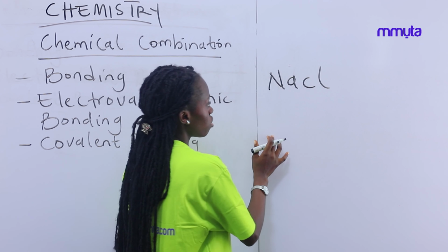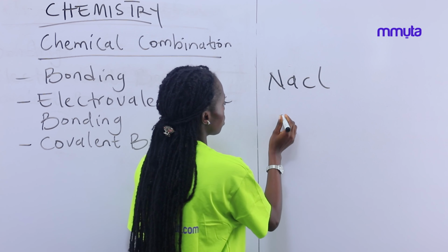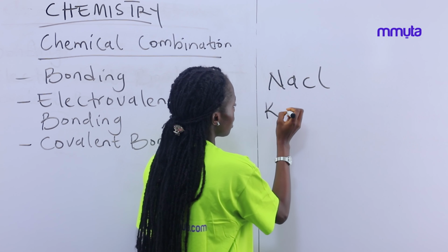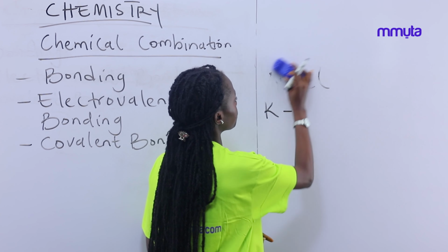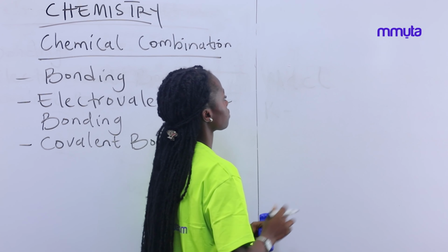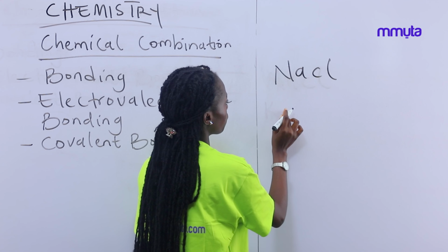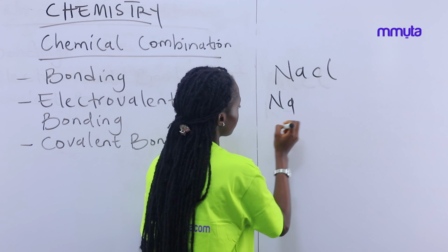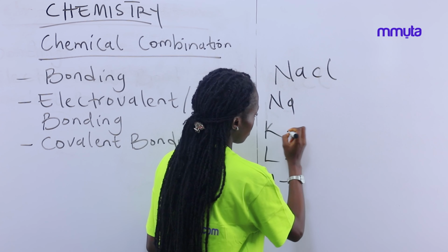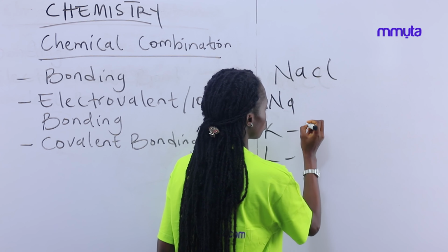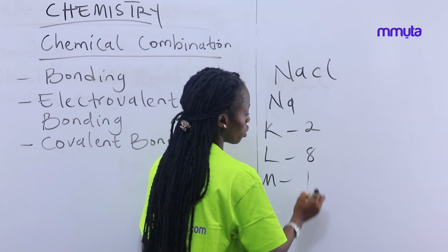Now, the electronic configuration of sodium and chlorine is as thus. Let's take it one by one. Now we'll do sodium. The K shell, the L shell, and the M shell. The first has 2, the second has 8, and the last has 1.